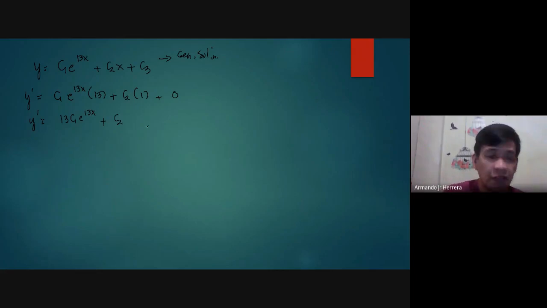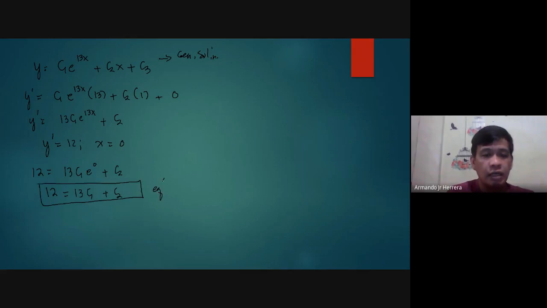So there's a given again that y prime is 12 when x is equal to 0. Substituting, y prime is 12. That's 13c1 e to the 0 plus c2. Then 12 is equal to 13c1 plus c2. So this will be my equation 2.